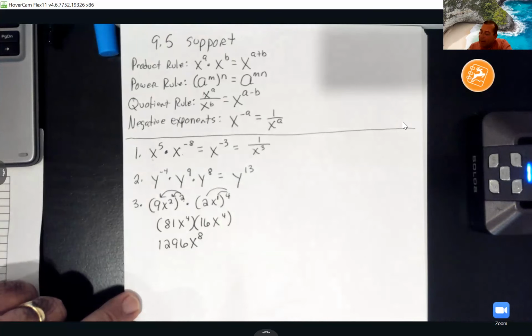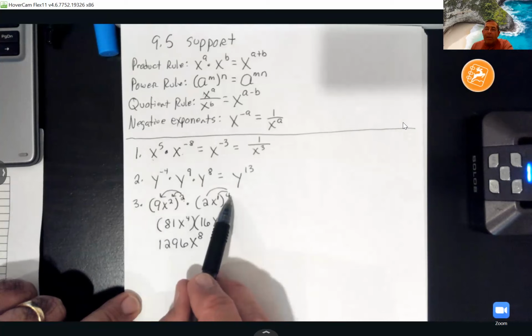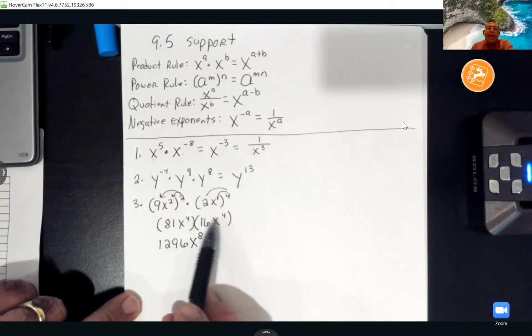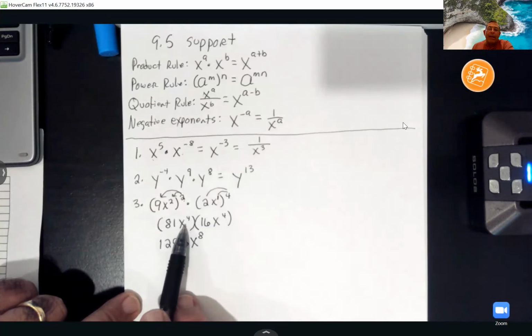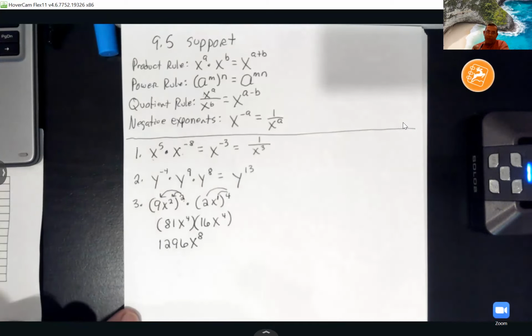So y'all, you have to be careful. When am I multiplying the exponents? I have the power rule. When I'm adding exponents is when I have a variable times a variable, and I'm using the product rule, okay?